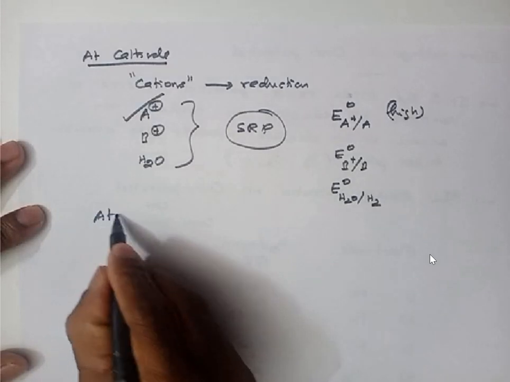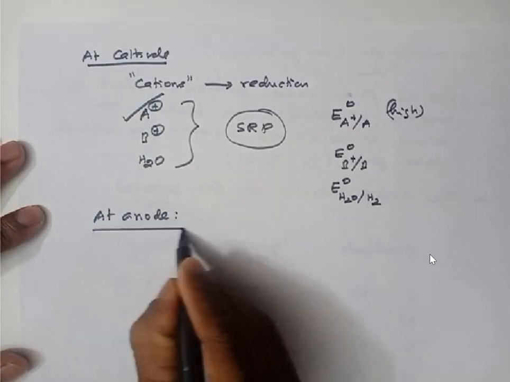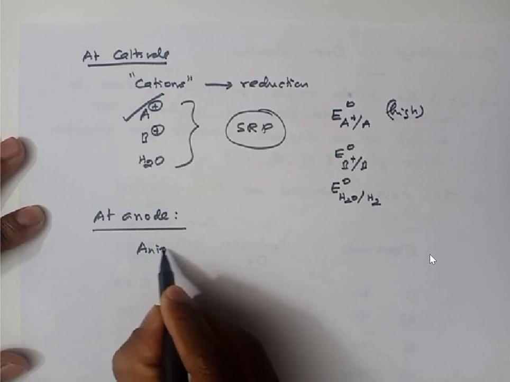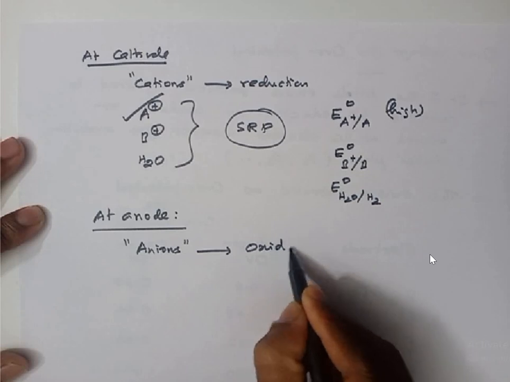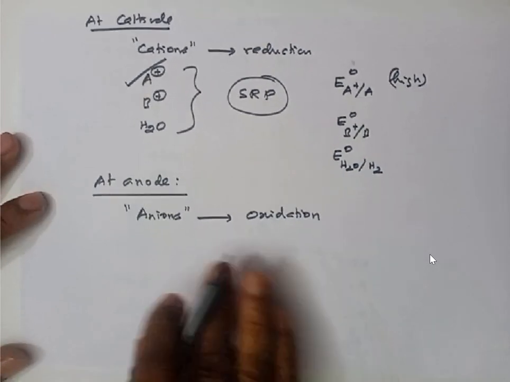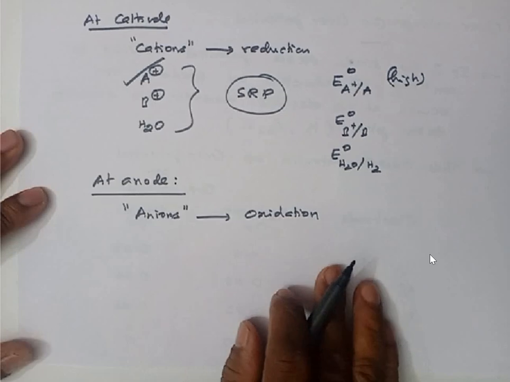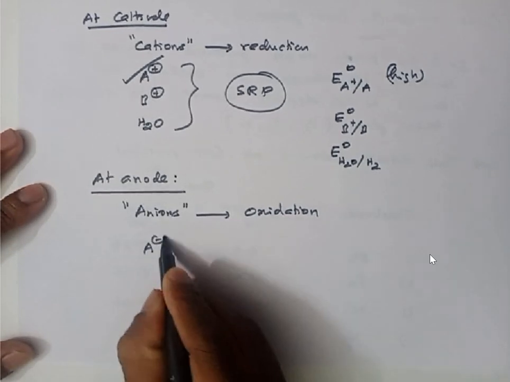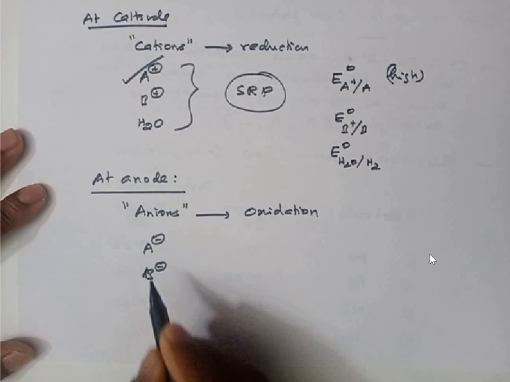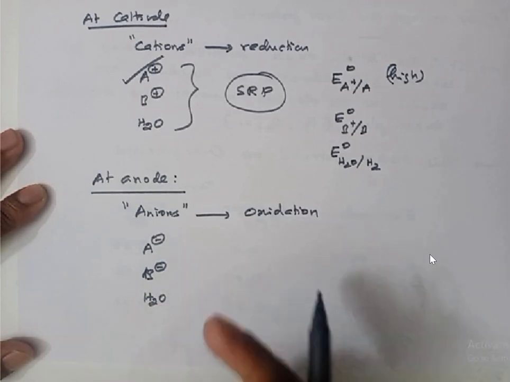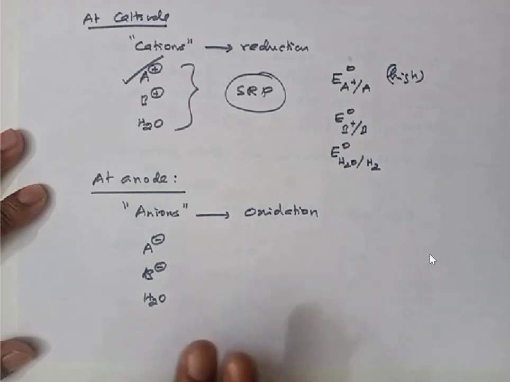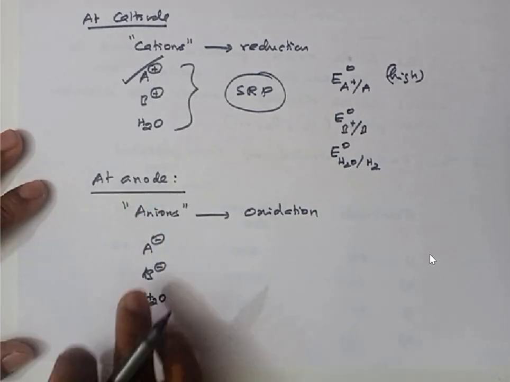Similarly, at the anode, anions approach the anode and undergo oxidation. Suppose we have a few anions like A minus, B minus, and the water molecule. Self-ionization of water produces OH minus. That OH minus will undergo oxidation, but while writing the equation, we won't consider OH minus, we'll consider only water. Okay, we have discussed this already in this lecture.